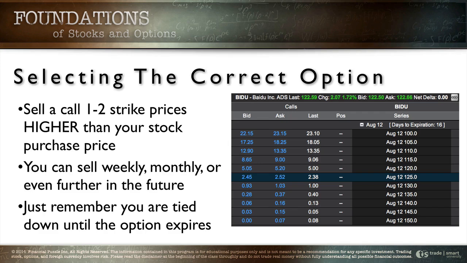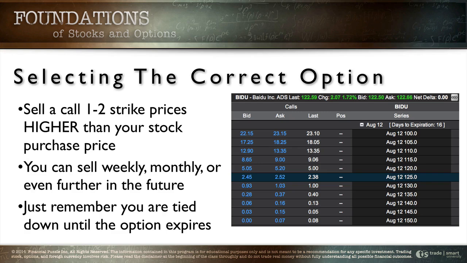You can sell a weekly, you can sell a monthly option, you can sell further in the future if you want to. I suggest you sell two to five weeks into the future. That's how much time till expiration I suggest. There's a reason for that. That's where your time decay is going to maximize for you. We'll get into that in more advanced classes, but this is your basic checklist to get you going.